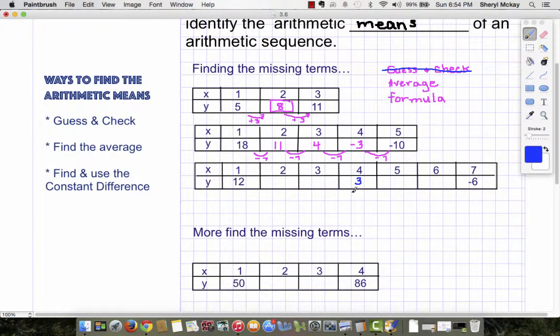So let me show you. I'm kind of thinking that the average is going to start getting a little bit more difficult to figure out. So let me show you something that I was thinking about as I worked on this. I started thinking, I know I have to have a common difference from here to here, and I have to have a common difference from the second term to the third term. I have to have a common difference from the third term to the fourth term. I have to have a common difference from the fourth term to the fifth term. I have to have a common difference from the fifth term to the sixth term, and I have to have a common difference from the sixth term to the seventh term.